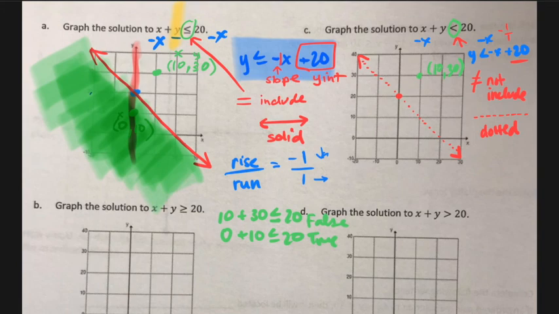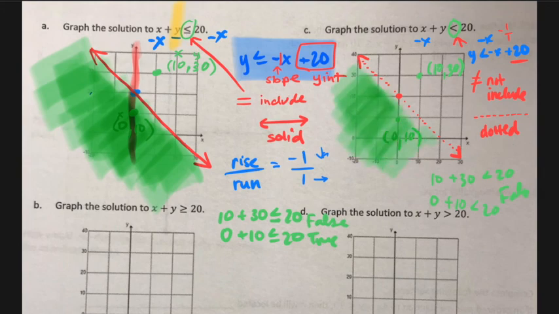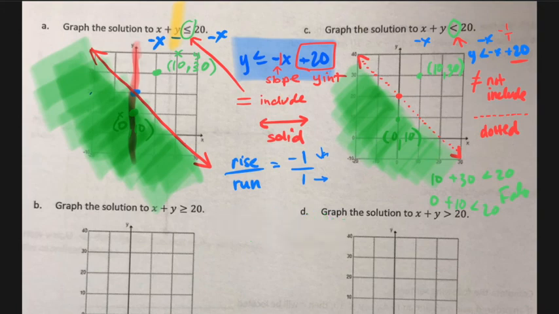Now I'm going to grab some test points. I'm going to plug them into the original equation. This, of course, is false. Let me plug in the other one. And that, of course, is true. So I'm going to go ahead and shade everything to the left. That's pretty much it. That's how you graph an inequality. Go ahead and graph B and D.